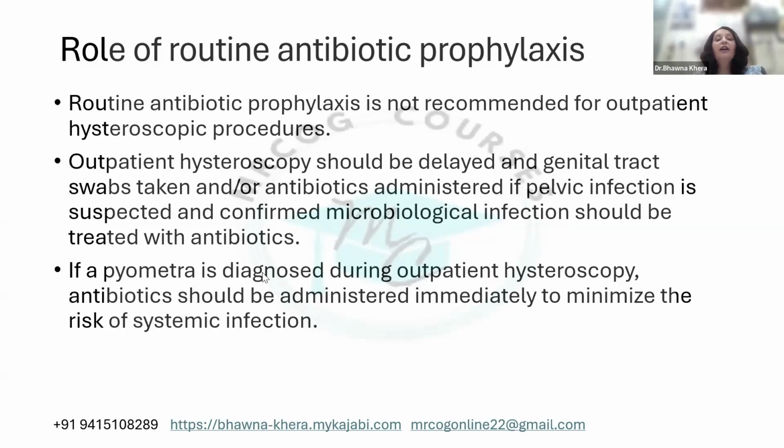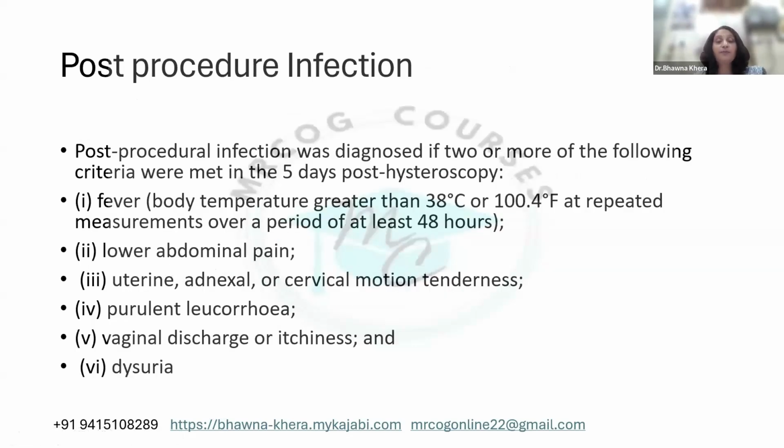antibiotic prophylaxis. If a pyometra is diagnosed any time during the outpatient hysteroscopy, antibiotics should be administered immediately to minimize the risk of systemic infection. Because pyometra, you will largely find in postmenopausal women where you are suspecting malignancy. So in these cases, as you put up the hysteroscope, there is a high probability of it getting disseminated, right? Because of that, we need to give immediate antibiotics to these patients.